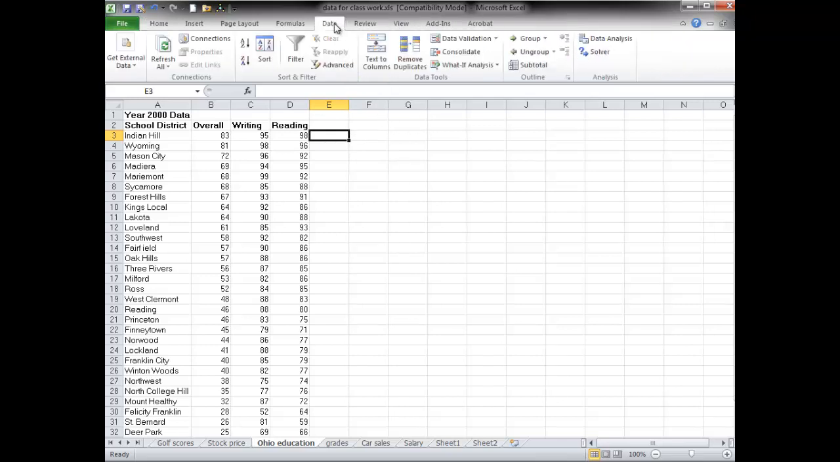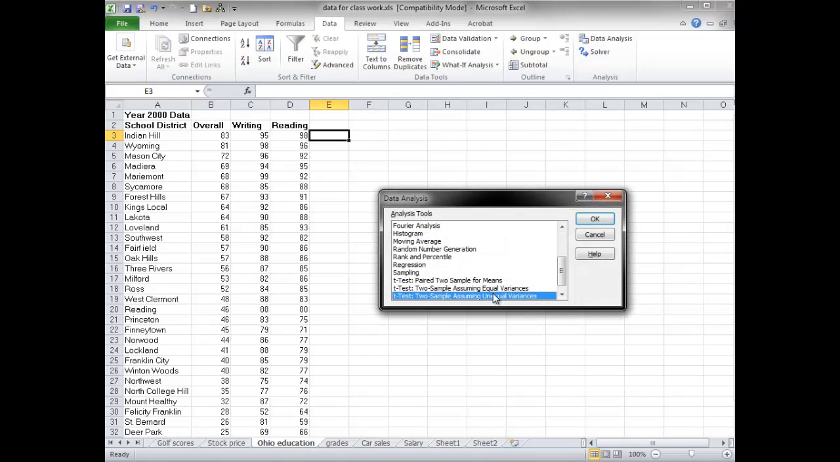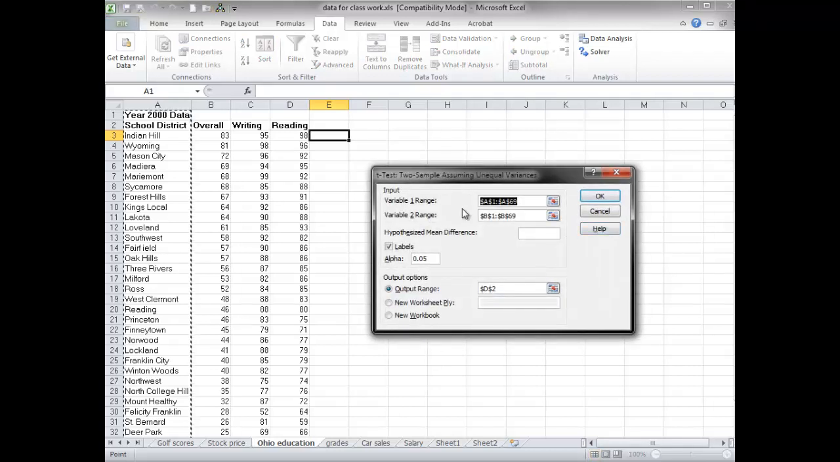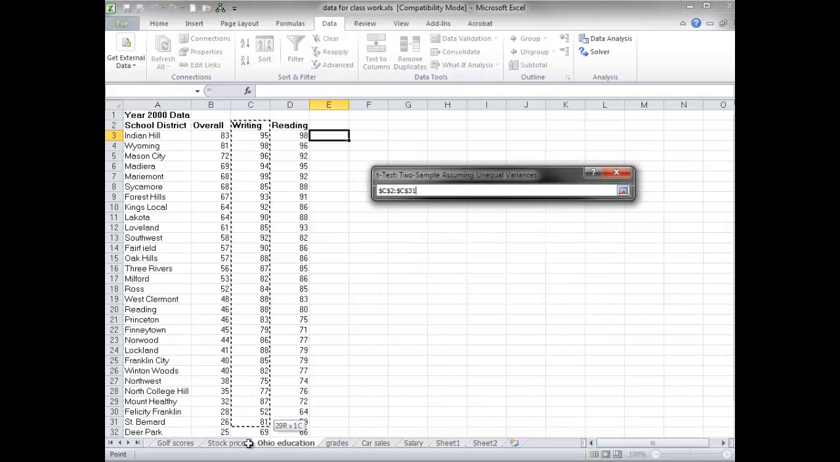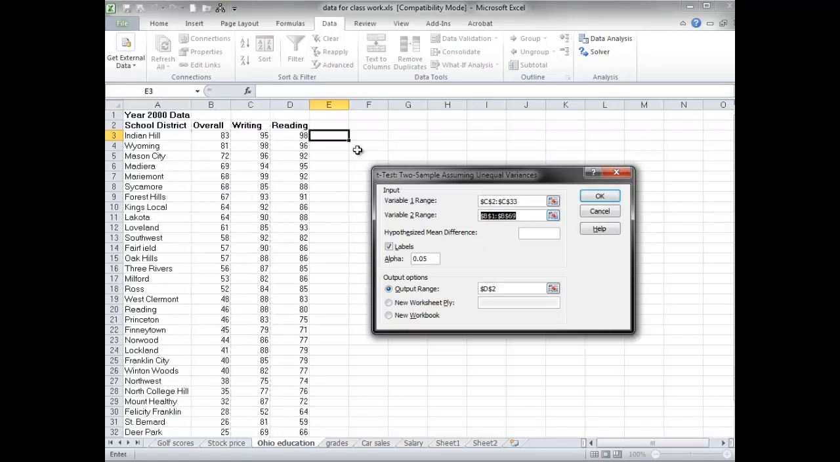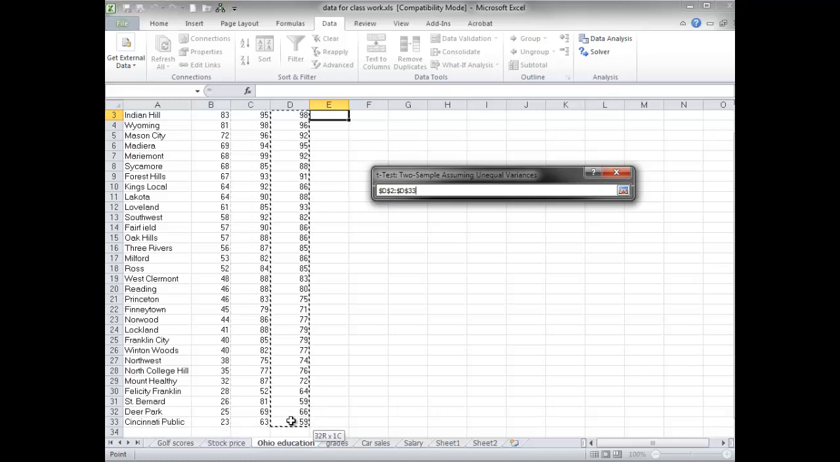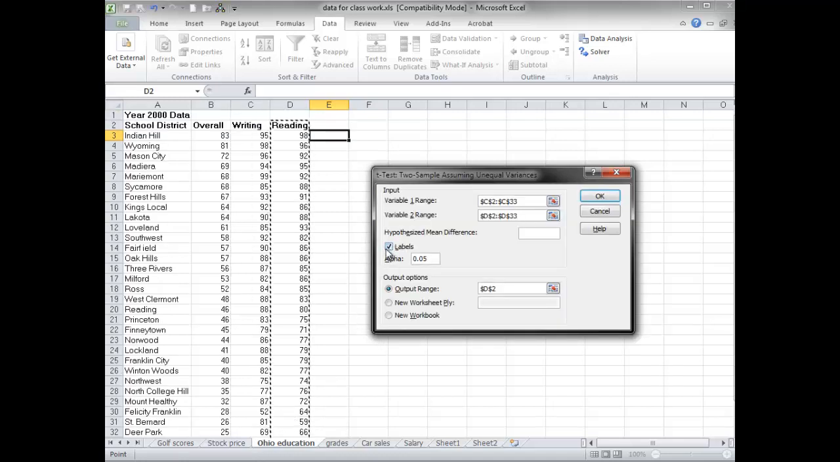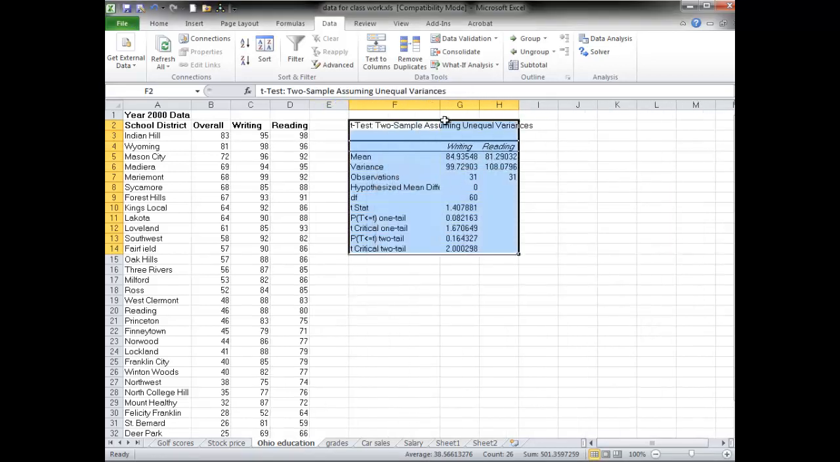I'm going to do the same thing. Data analysis, t-test, excuse me, I keep saying t-sample, two-sample, assuming unequal variances. Variable 1 range is going to be the writing group. The variable 2 range is going to be the reading group. I have labels at the very top, and I want the output to appear right here so we can take a look. Let's take a look at this. Immediate answers from Excel.